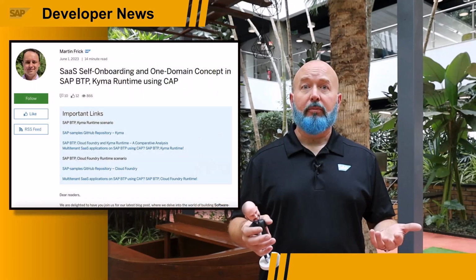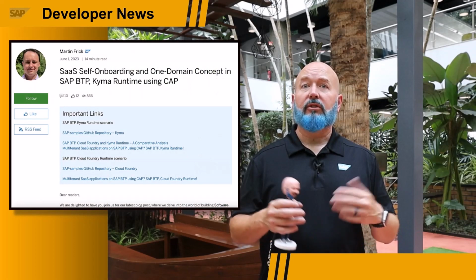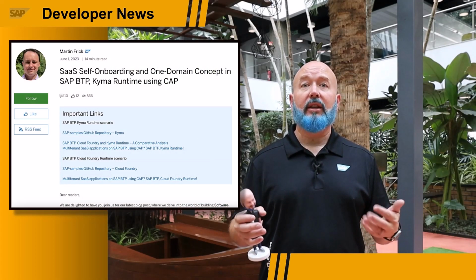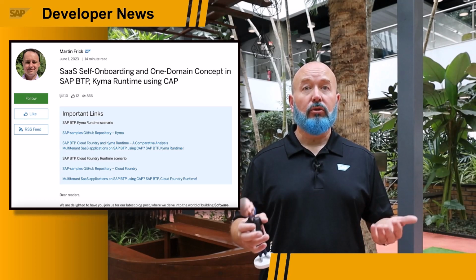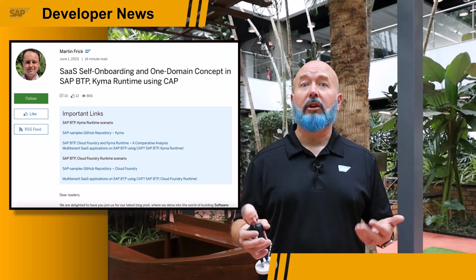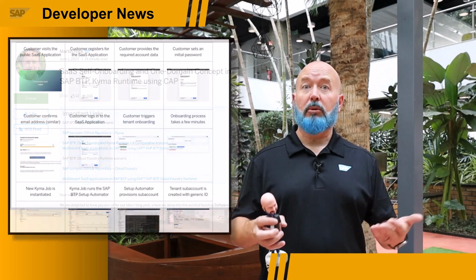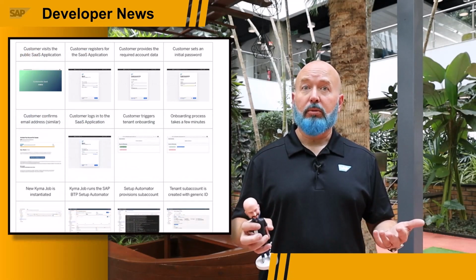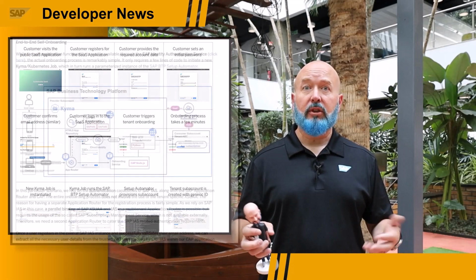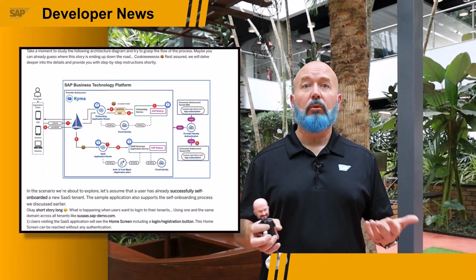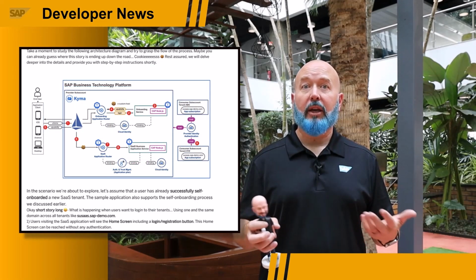For our final news item on Kyma, it's from Martin Frick. Martin walks us through the SaaS onboarding and one domain concepts in SAP BTP Kyma using CAP, the Cloud Application Programming Model. There's a great summary he posted, including his GitHub repository, along with this blog post. Lots of amazing pictures, infographics, and snippets of code. It's rather lengthy, but a very well done blog post for exploring Kyma and CAP.